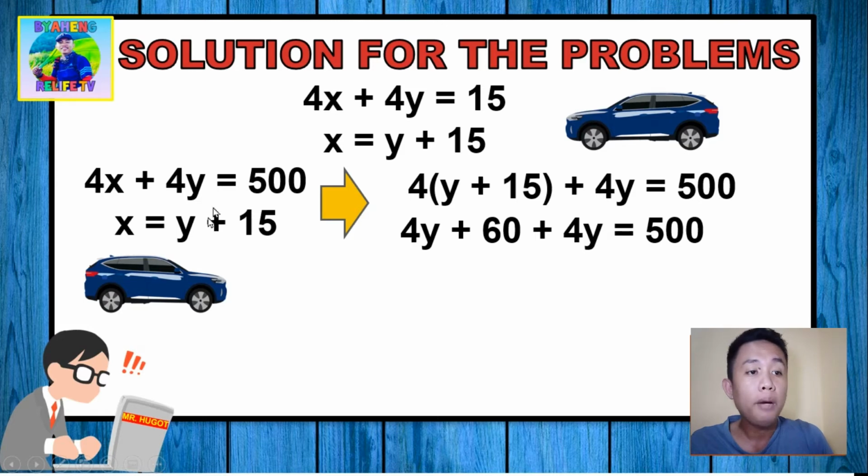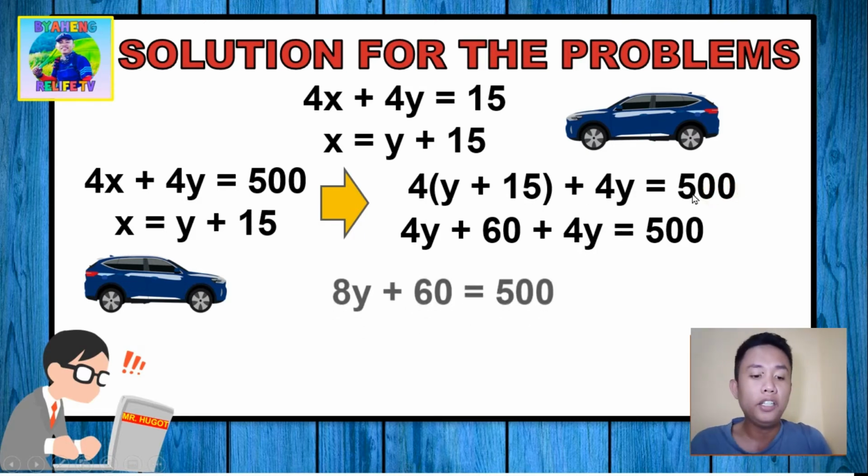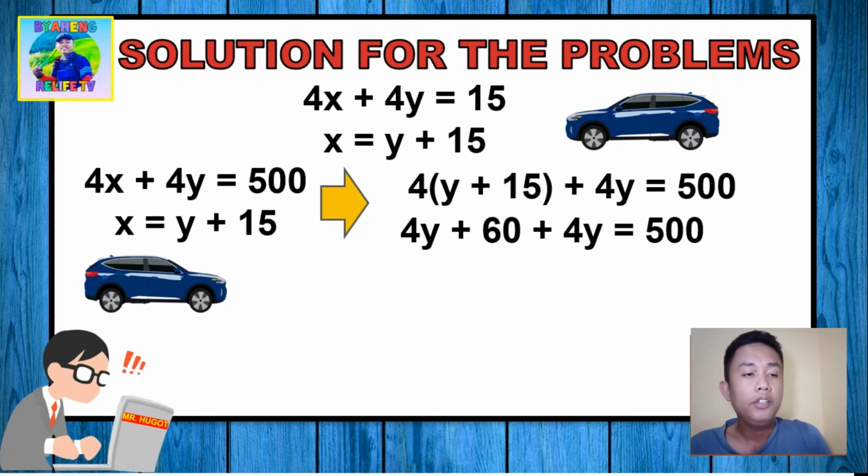Ang ginawa ko, pinalitan ko yung x ng y plus 15. Kaya nagkaroon tayo ng 4 quantity y plus 15 plus 4y equals to 500. Doon na nabuo yung ating solution para sa ating problem. Now, if we're done with substitution guys, pwede na tayong mag-solve. So, 4 times y is 4y. 4 times 15 is 60. Plus 4y, bring down, 500. So, meron na po tayong 4y plus 60 plus 4y equals to 500.